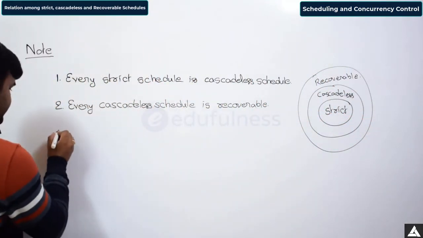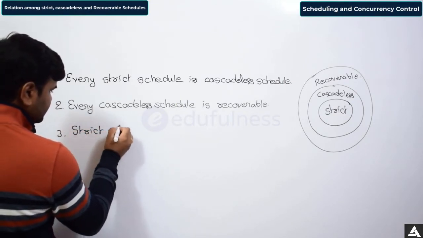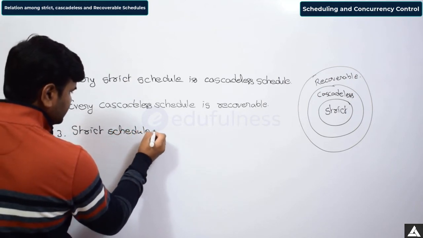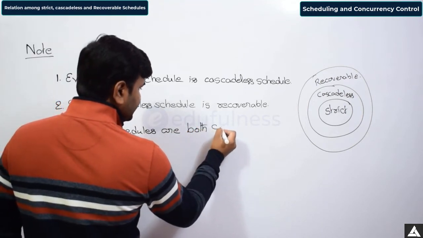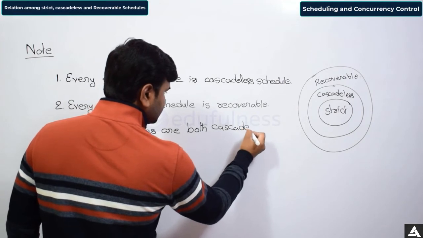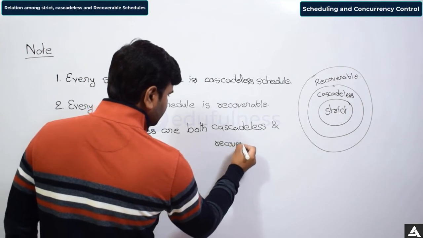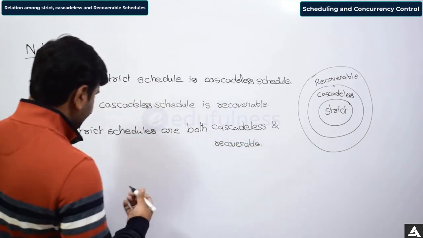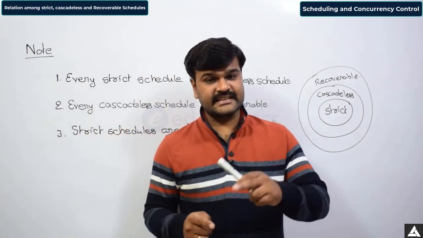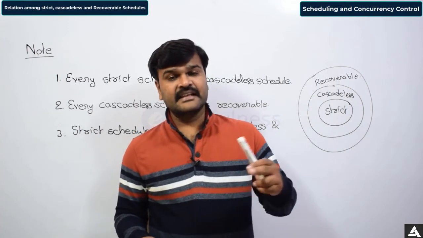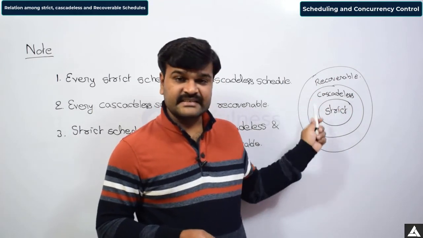So from that you can write the inference point: strict schedules are both cascadeless and recoverable. Okay, so this is one important point based on our discussion. Every strict schedule is cascadeless, and every cascadeless schedule is a recoverable schedule. Among these three, this is the relation.